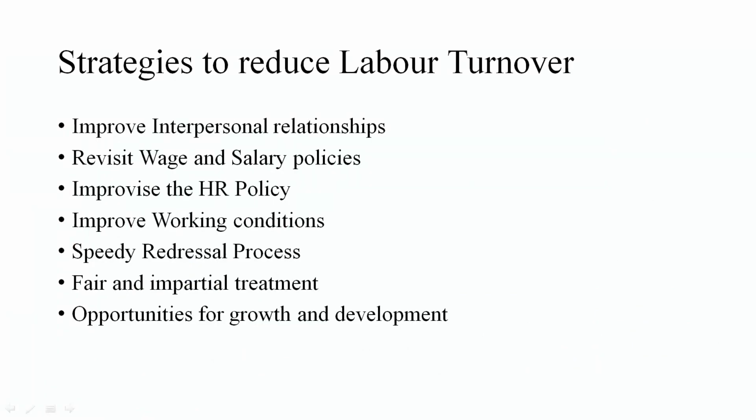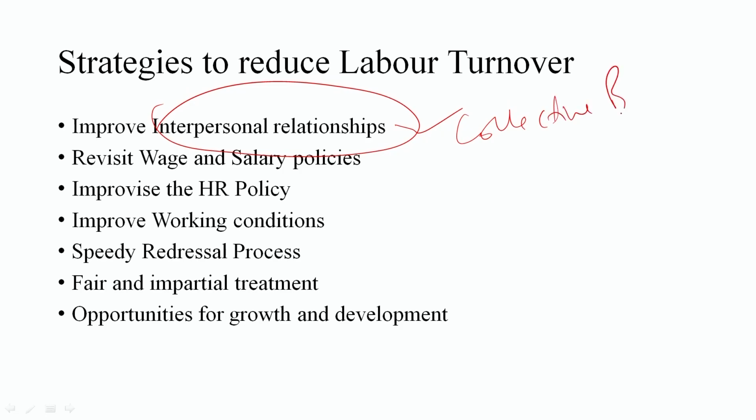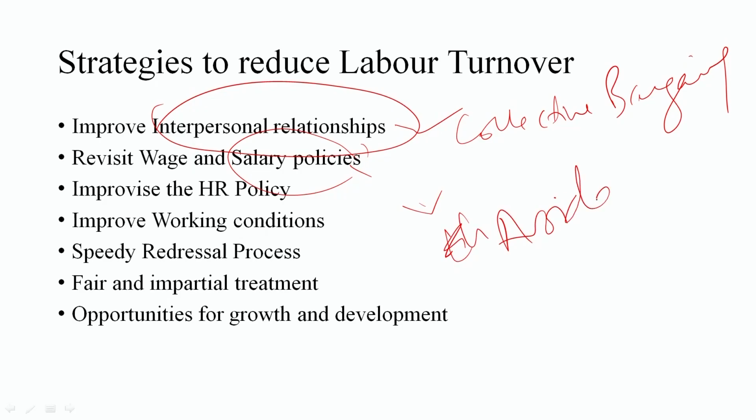Then there can be some strategies to reduce the labor turnover. For example, it is very essential that interpersonal relationships get improved, and the topic that we discussed, collective bargaining, is one of the ways by which interpersonal relationships can get improved. Then the salary policies have to be revisited, like for the avoidable causes, where if the management takes cognizance of the causes, then naturally the most talented people can be retained in the company.